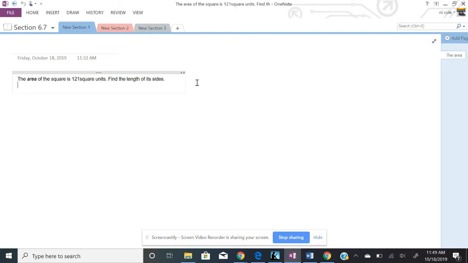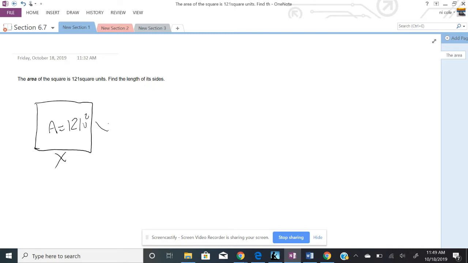The area of a square is 121 square units. Find the length of its side. So, I have a square, and I know this area is equal to 121 units squared. But I don't know its side. The special thing about a square is the base and the height are the same.